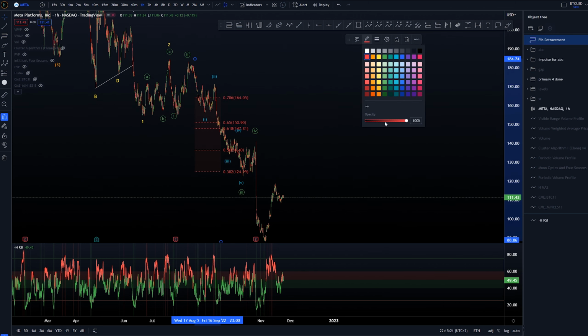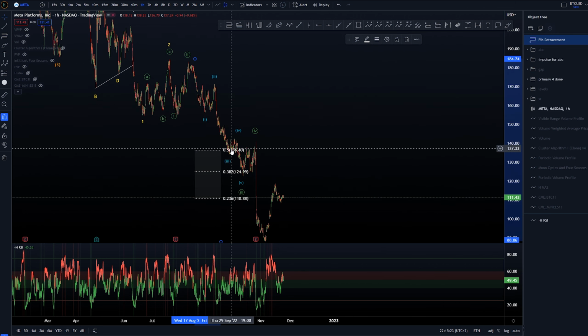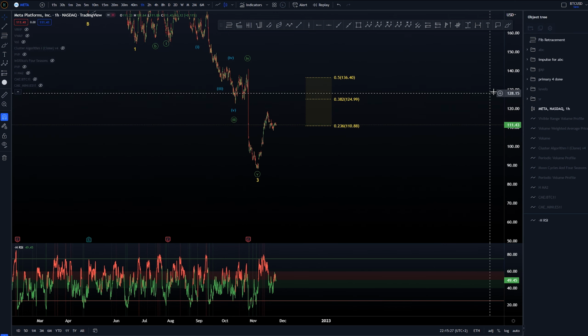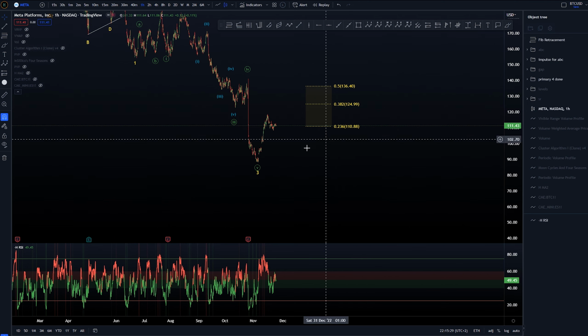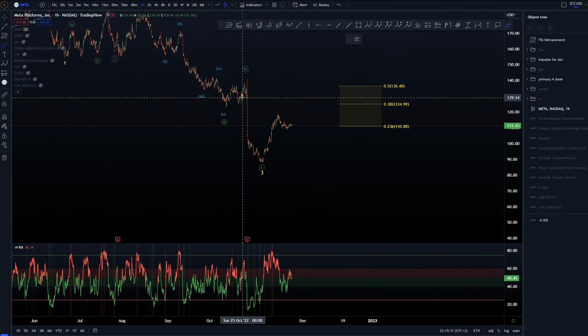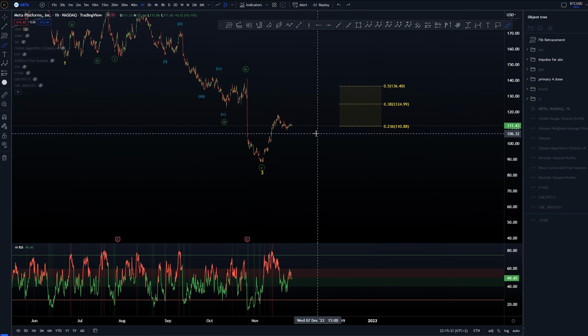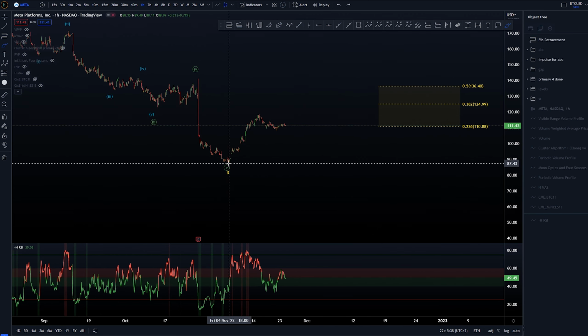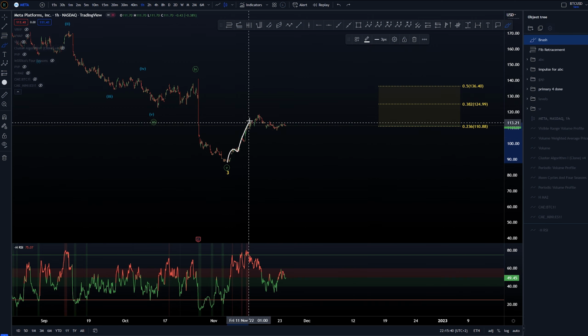Again, the 0.5 would also be taken out, so this is the target area. 38.2 is one of the main targets here. Again, we would be around this fair value gap getting filled as well. However, this does seem quite impulsive from the lows. We could have this as a 1, 2, 3, 4 and 5.